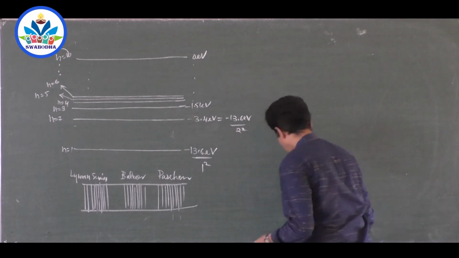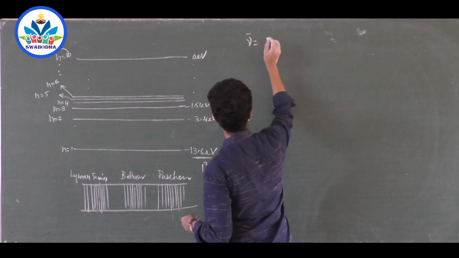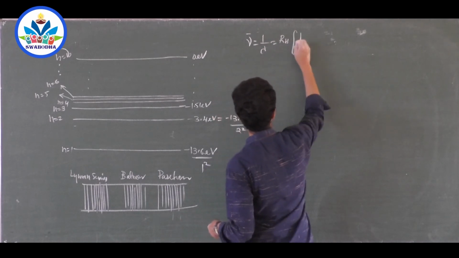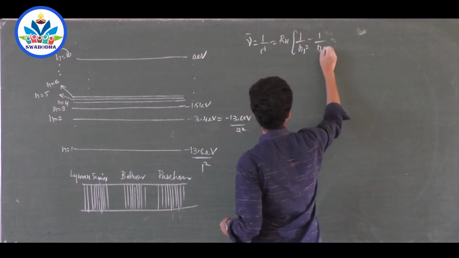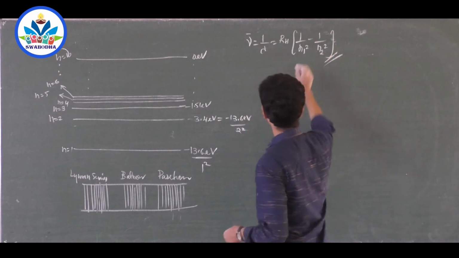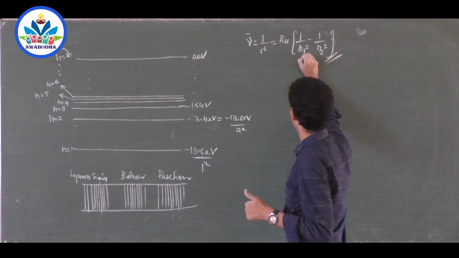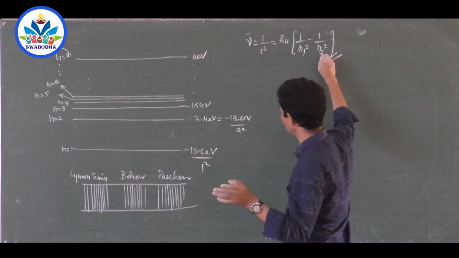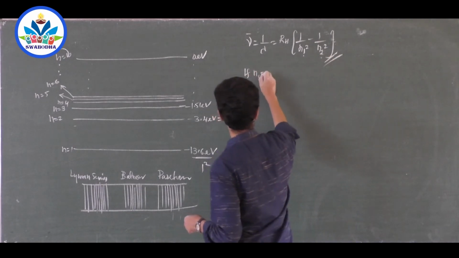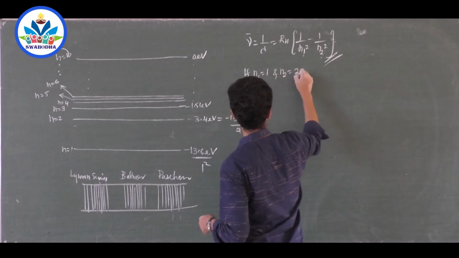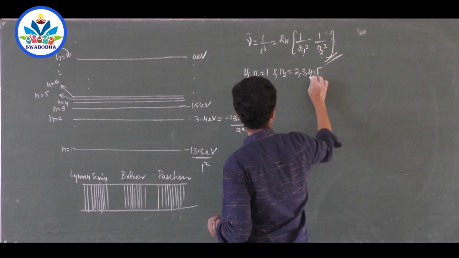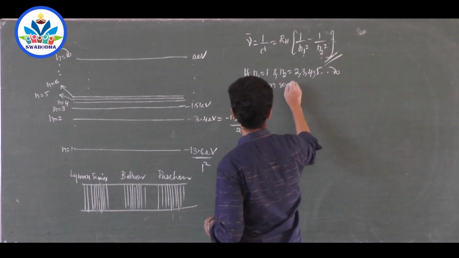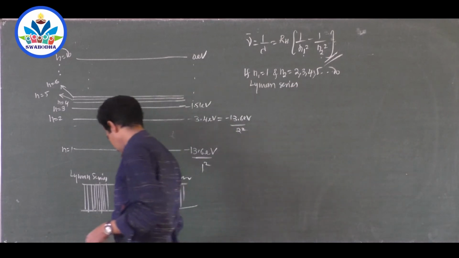I'll write this wave number formula here so that the explanation becomes continuous. 1 by lambda is equal to Rydberg constant into 1 by n1 square minus 1 by n2 square. Now, if n1, the lower orbit, is 1 and n2 is equal to 2, 3, 4, 5, any of the higher orbits up to infinity, then it is called Lyman series. What is the first wavelength that you get in the Lyman series?